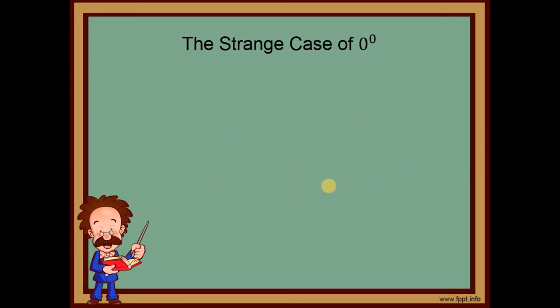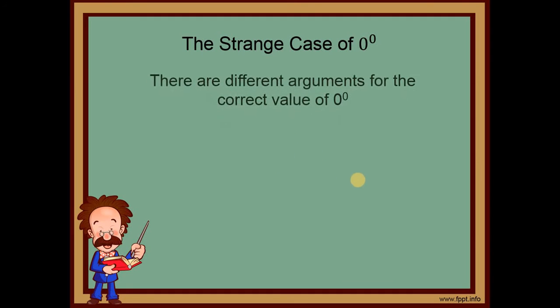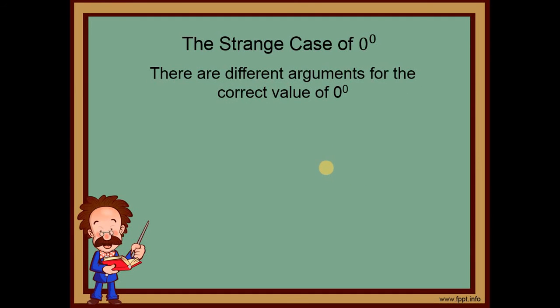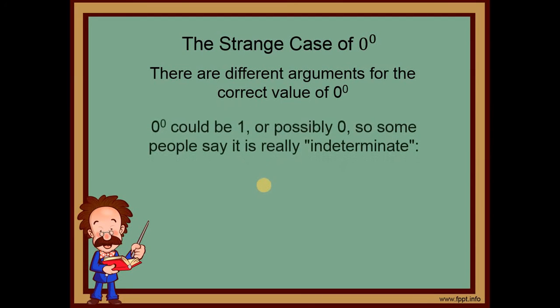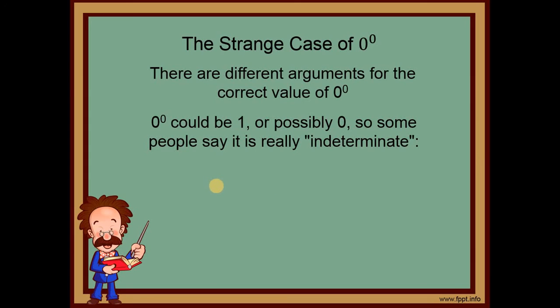Now let's have the strange case of 0. There are different arguments for the correct value of 0 raised to 0. Ano nga ba yung value ng 0 raised to 0? 0 raised to 0 could be 1 or possibly 0. And some people say it is really indeterminate. We have x raised to 0 is equal to 1. So ito yung rule. So 0 raised to 0 is equal to 1. And 0 raised to n is equal to 0. So therefore, 0 raised to 0 is also equal to 0.